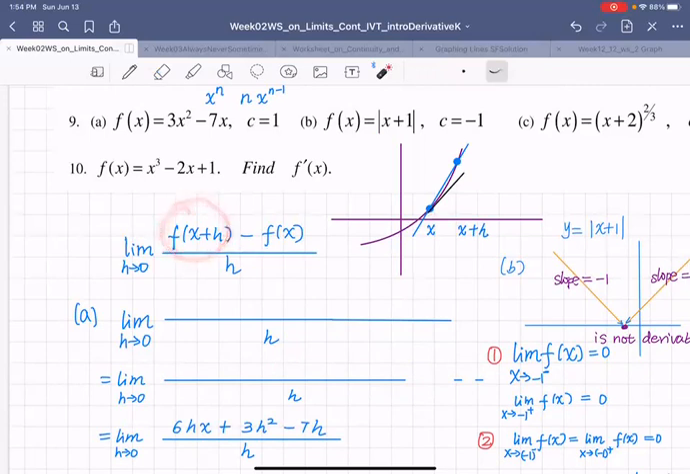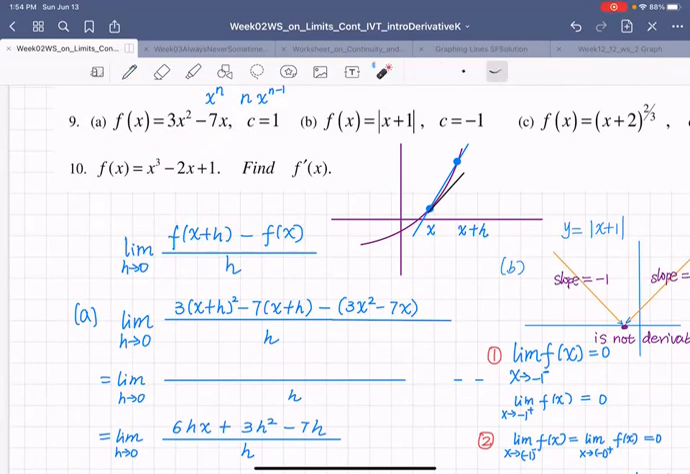Look at here. Who is f(x+h) if my f(x) is this? It's 3(x+h) squared minus 7(x+h). Who is f(x)? That's just 3x squared minus 7x. So I'm going to put a parenthesis, okay? This is the first step.